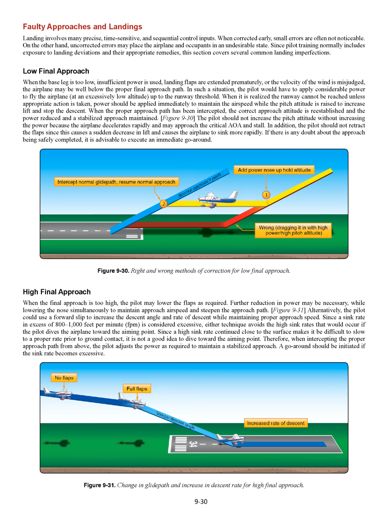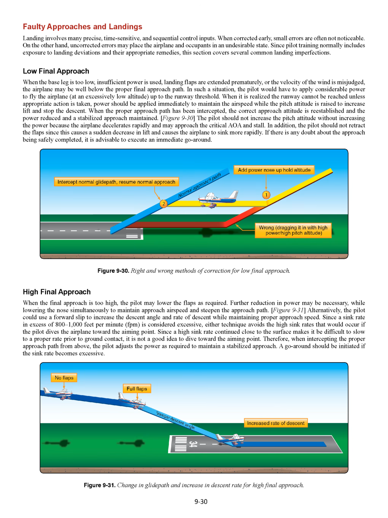Low final approach. When the base leg is too low, insufficient power is used, landing flaps are extended prematurely, or the velocity of the wind is misjudged, the airplane may be well below the proper final approach path. In such a situation, the pilot would have to apply considerable power to fly the airplane, at an excessively low altitude, up to the runway threshold.